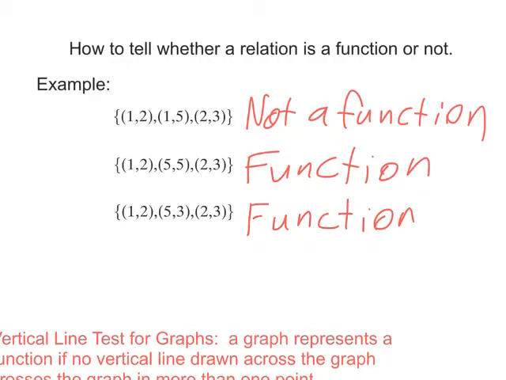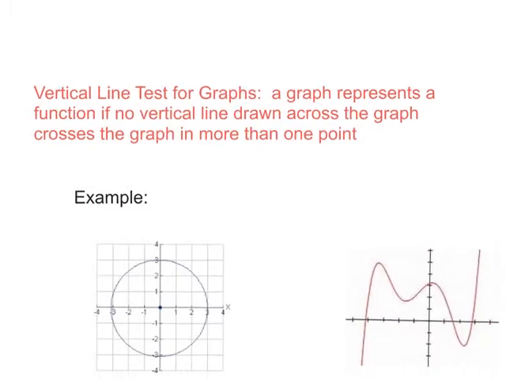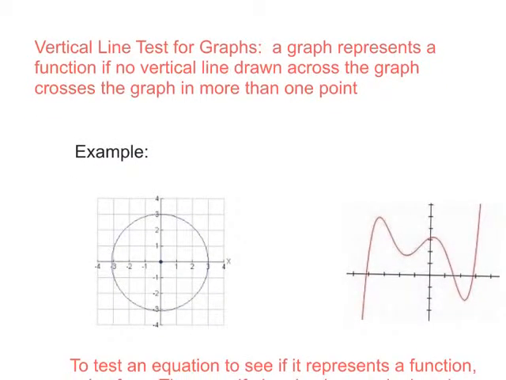Okay, now let's take a look at graphs. There's something called the vertical line test for graphs, and that test says that a graph represents a function if no vertical line drawn across the graph crosses the graph in more than one point. Okay, so you could draw a million vertical lines all the way across the graph, but none of them would cross the graph more than one time. Okay, so let's take a look at that applied to a couple of different graphs right here.